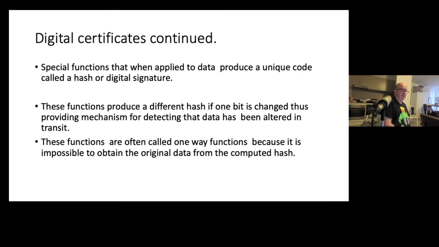Let us now discuss digital signatures. Special functions that, when applied to data, produce a unique code called a hash or a digital signature. The functions provide a different hash if so much as one bit is changed, thus providing a mechanism for detecting that data has been altered in transit. These functions are often called one-way functions because it is impossible to obtain the original data from the computed hash.